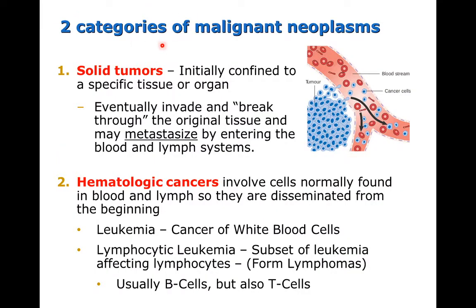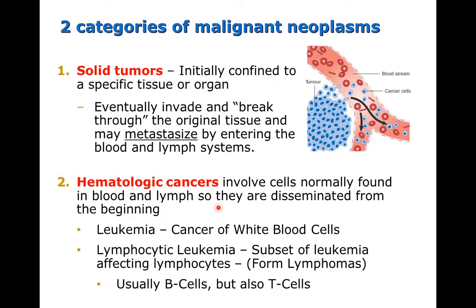There are two categories of malignant neoplasms: solid tumors and hematologic cancers. Solid tumors are initially confined to a specific organ or tissue, but they will eventually invade and break through the original tissue, ultimately entering the bloodstream and the lymphatic channels. From there, they are carried to other parts of the body.